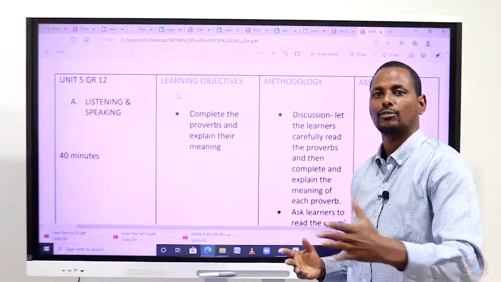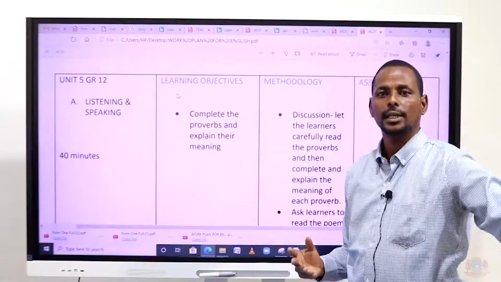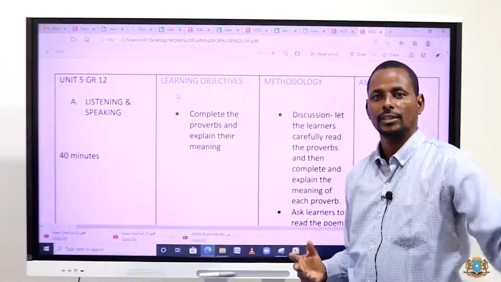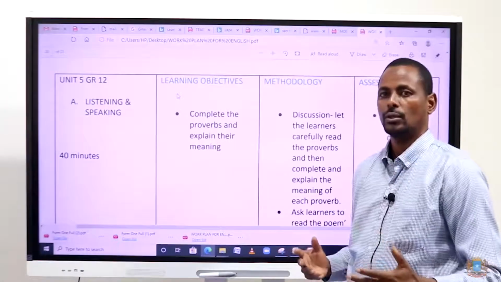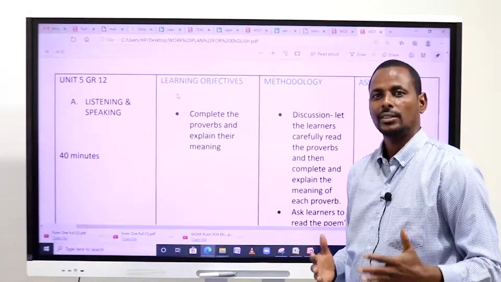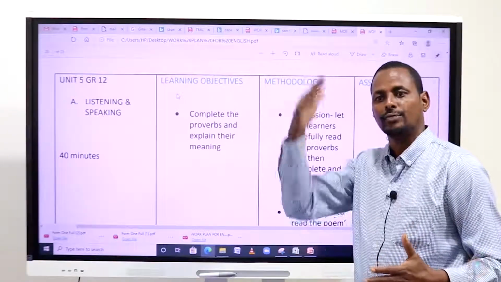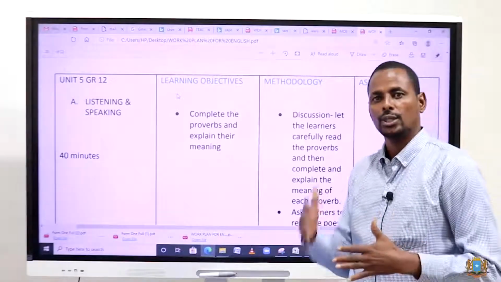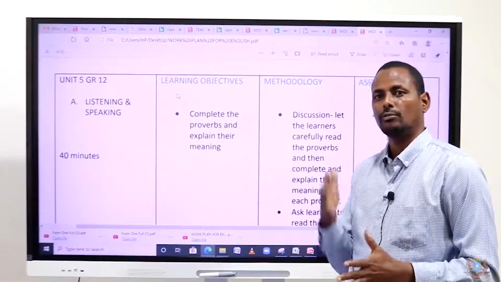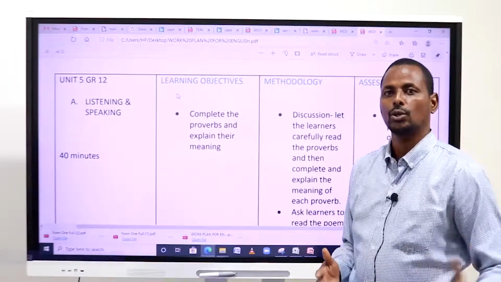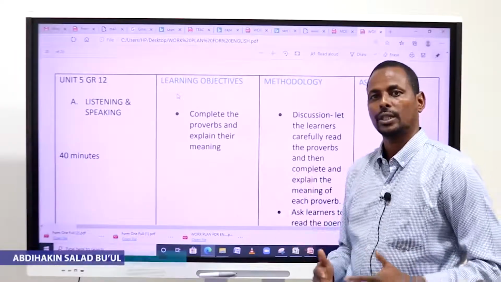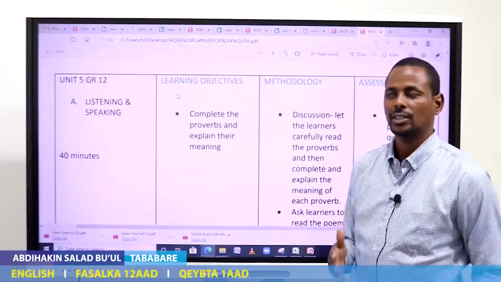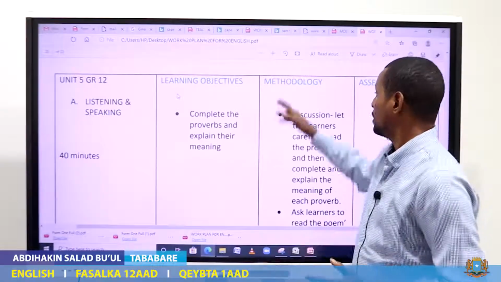How are they different from other expressions, like idiomatic expressions? How are they different? What are they used for? What are they? And as we have discussed before, students will definitely tell you these are genres of oral literature, they are forms of oral literature, just like riddles, folklore stories, narratives, tongue twisters, puns, and so on. So this is the methodology.